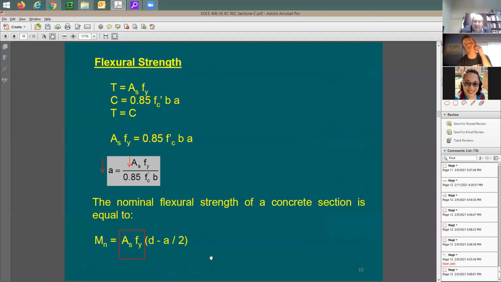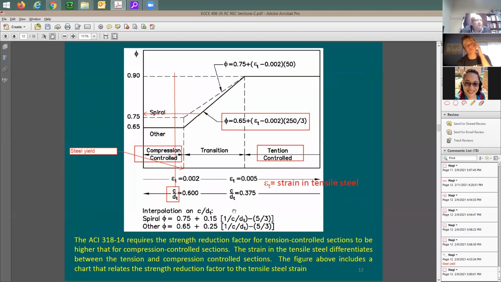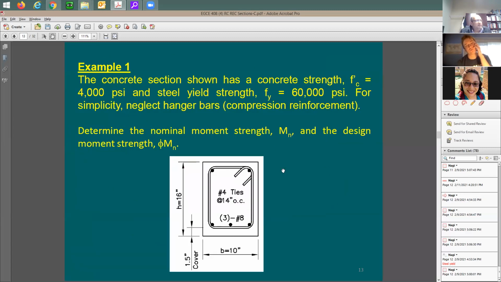So you're not gaining that benefit when you're adding lots of reinforcing. This is what I'm trying to say, but you need to be aware of it. Now let's go through one example. This should be a very good example. It shows you all the details of the analysis.